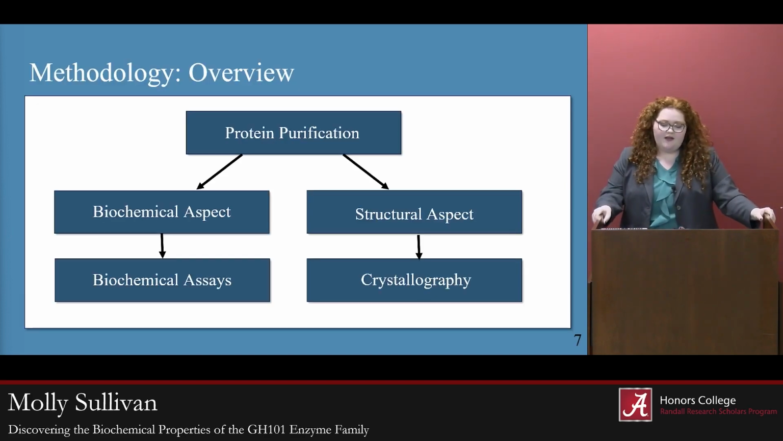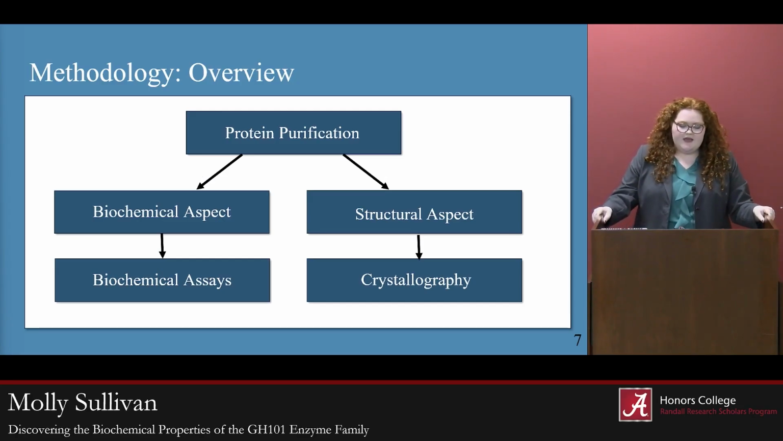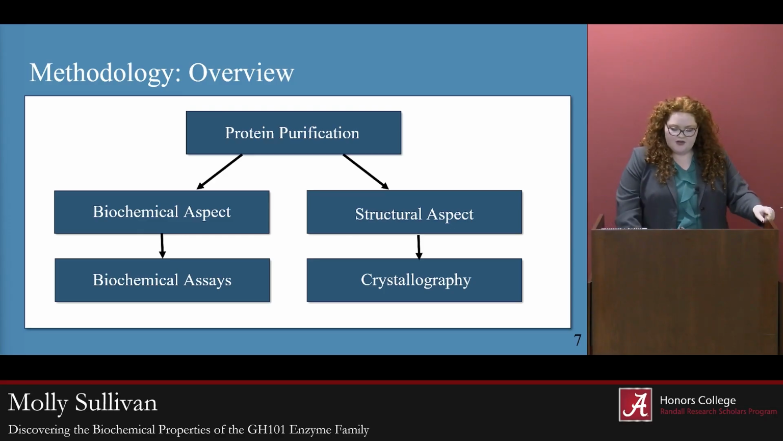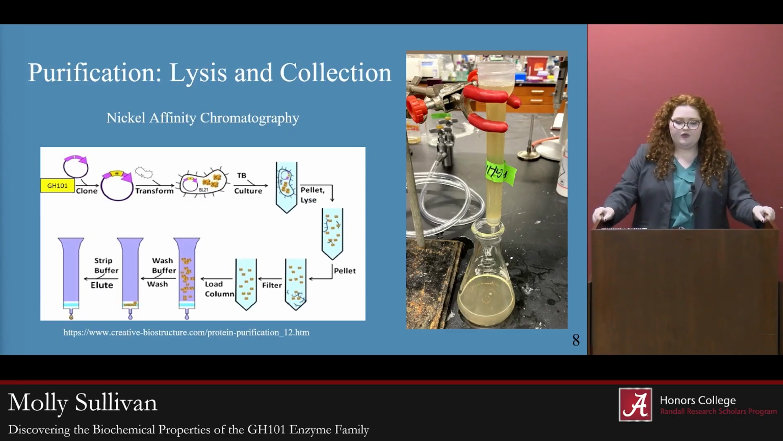So to go over methodology, to start any of these processes, we need to first be able to purify those proteins, so our GH101 proteins. And then once we have that protein solubilized and purified, we can then study its biochemical aspects and different structural aspects. So to start the protein purification, we first take those GH101 proteins and we clone and transform them and then grow them in E. coli. So then we get something like a pellet, and that pellet is full of bacteria and E. coli and our GH101 proteins.